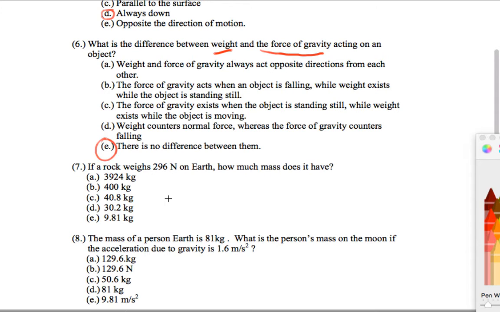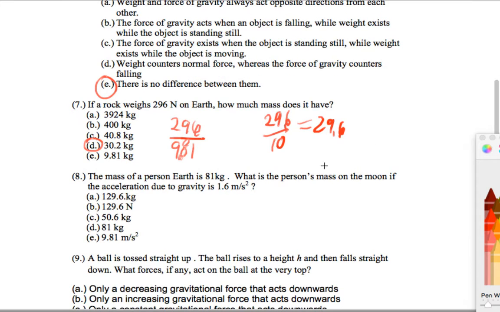So, if a rock weighs 296 newtons on Earth, how much mass does it have? Ideally, I'm going to change these numbers on your exam. I think that I designed this so that you divide by 9.81, and that's how you would get 30.2. Of course, if you were to do this, you were probably going to get 29.6, and that's fine.